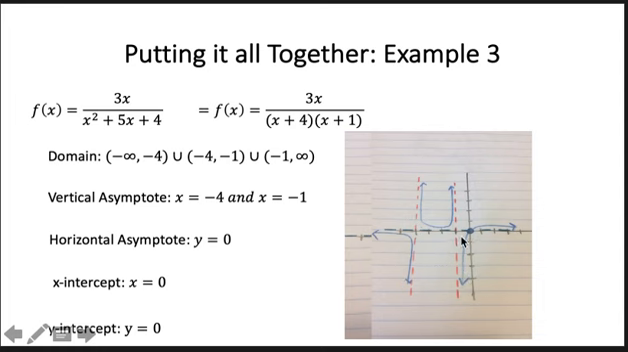I want you to notice that the horizontal asymptote is the x-axis, but the graph actually does go through there. It still hugs the x-axis on the right-hand side of this graph, and it hugs it in the beginning. Okay, that's it. Good luck.